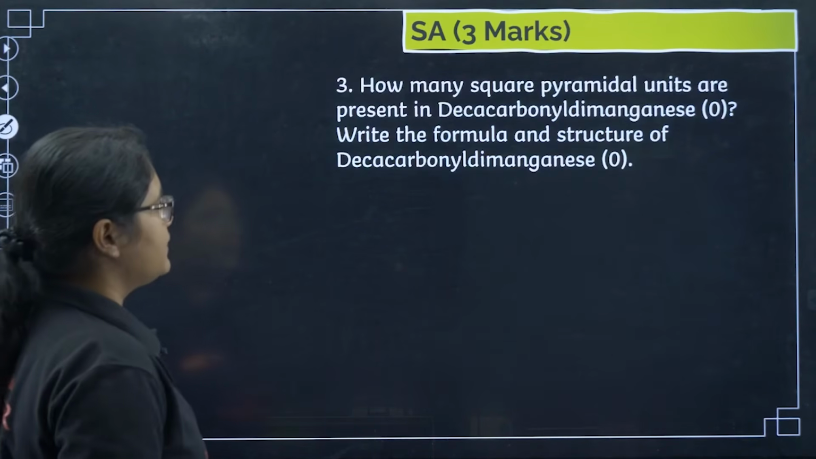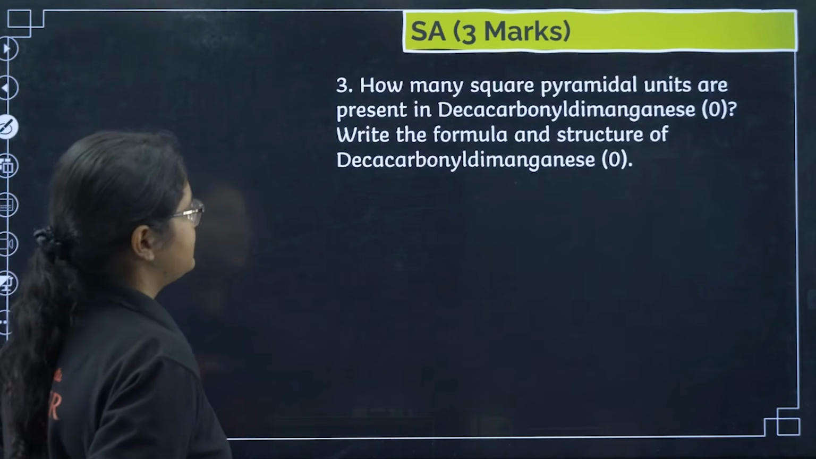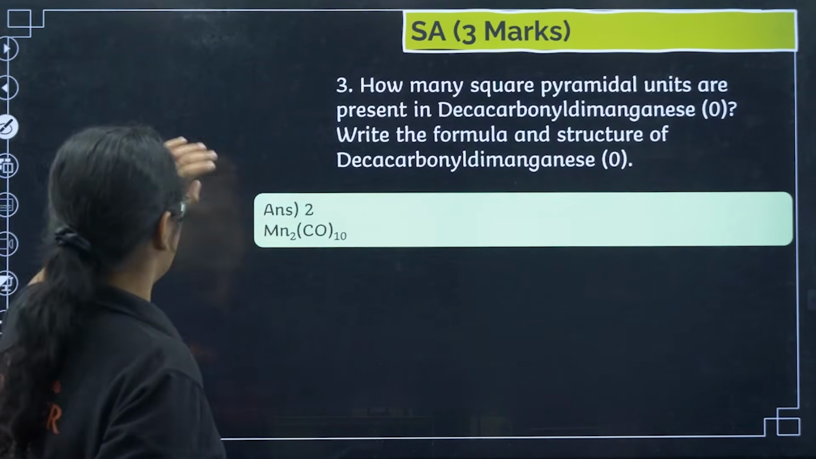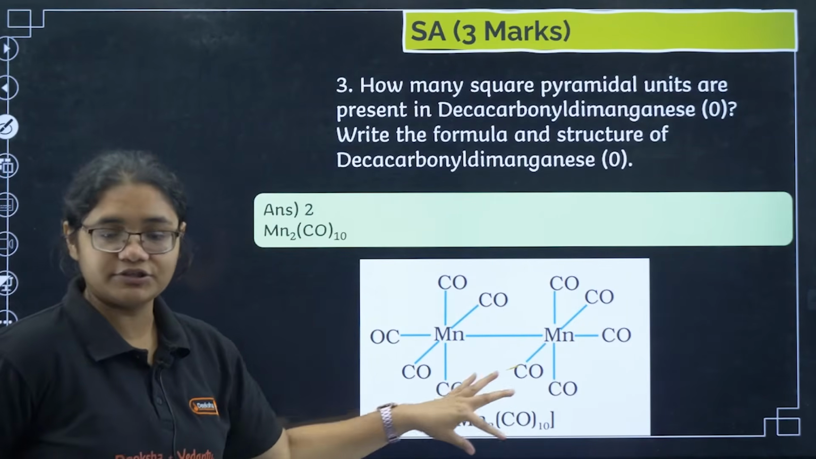Next, how many square pyramidal units are present in decacarbonyl dimanganese? Write the formula and structure. If you see, this is the formula Mn2(CO)10. The structure is like this.